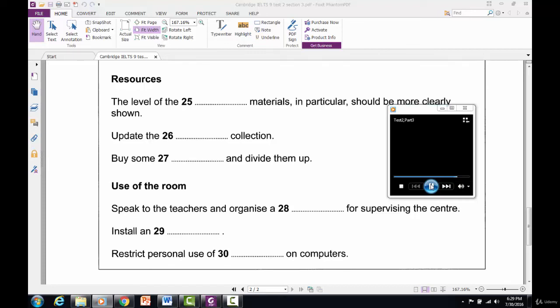Good idea. So correct answer for 29 is alarm. A-L-A-R-M, alarm. He said put in an alarm. Put in is a synonym for what? Put in is a synonym for install. So the correct answer would be alarm.